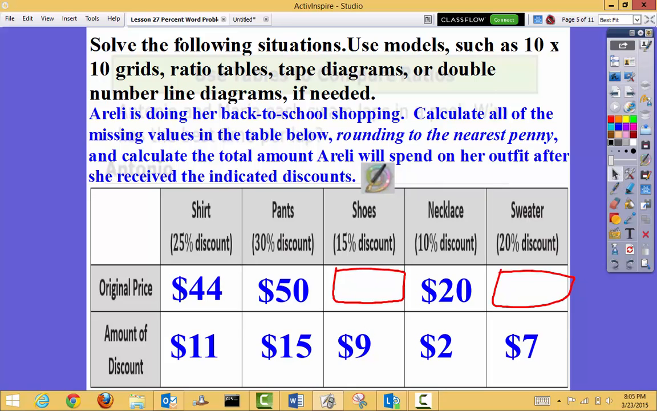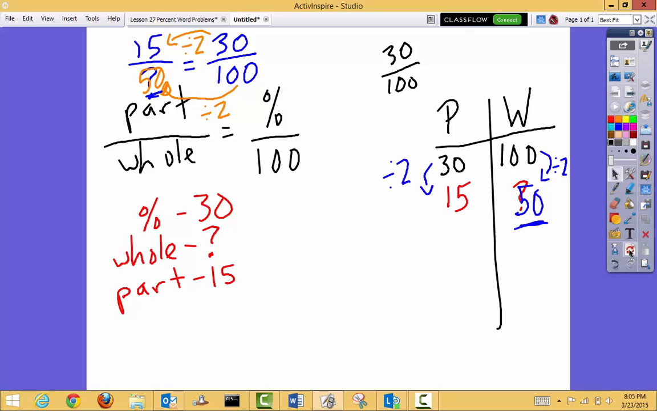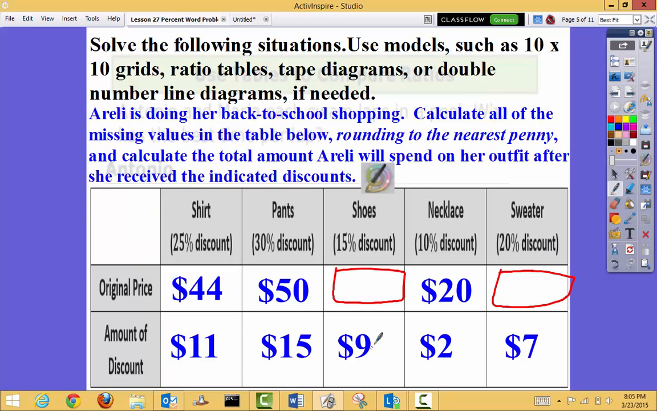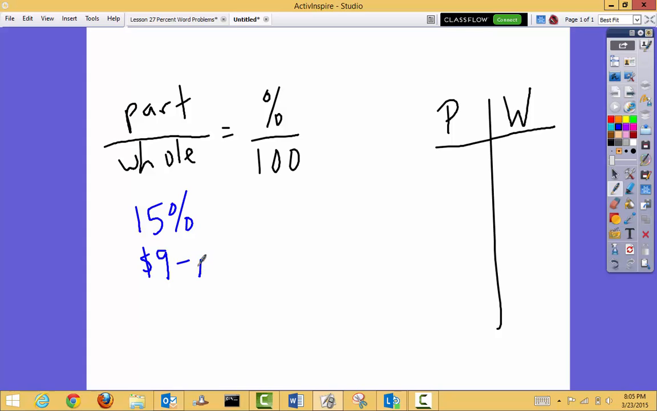Shoes, 15% discount of $9. So my shoes, 15%, $9. This $9, is that my whole or a part or portion of it? This $9 is only a small part of my whole. It's not the entire price that would normally cost. So that is my part. I don't know what my whole is. That whole is the original price, and I don't know that original price.